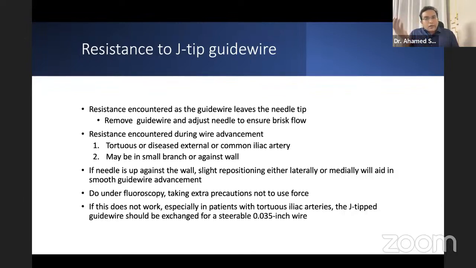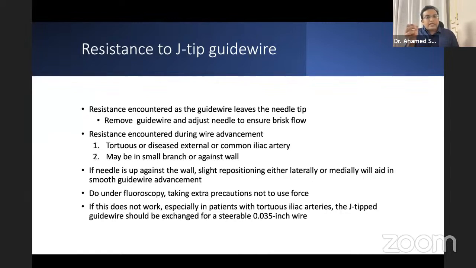Resistance may be encountered during wire advancement. It has passed the needle, but it is not going into the artery properly. Reasons may be that the artery is tortuous or diseased, or we may have punctured a small branch, sometimes the profunda femoris or circumflex, etc. If the needle is up against the wall, slight repositioning either laterally or medially will aid smooth guide wire advancement. If there is difficulty, go for fluoroscopy, taking extra precautions not to use force while pushing the guide wire, because it can cause dissection and other injuries.